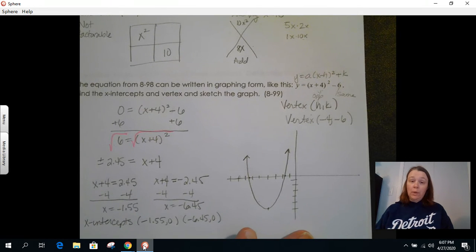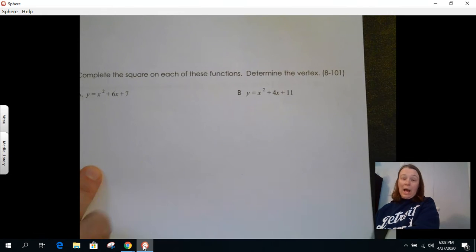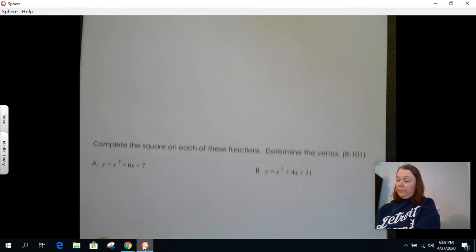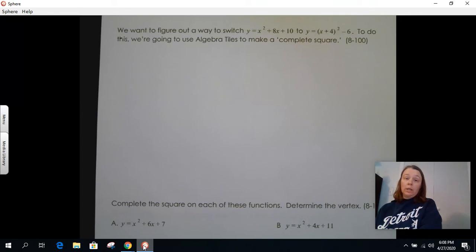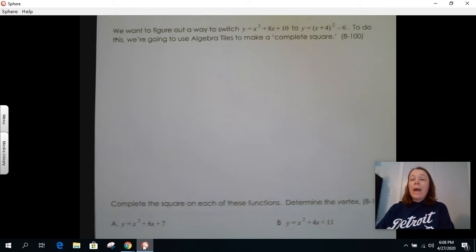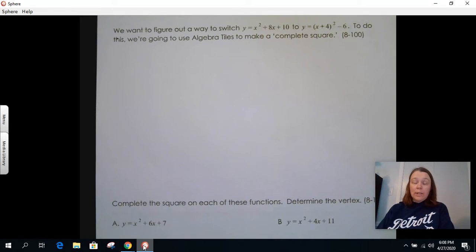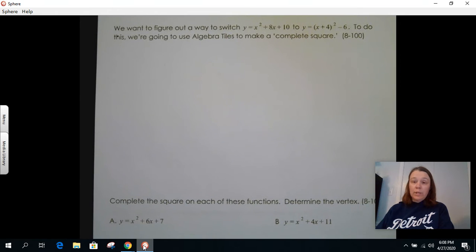this graphing form, right? The graphing form is nice because I can easily tell where my vertex is and then I can get my x-intercept. So I want a way to do that on everything, right? So we're going to use a process called completing the square so that we can write it so that we have a perfect square on one side so that I can figure out what the vertex is.